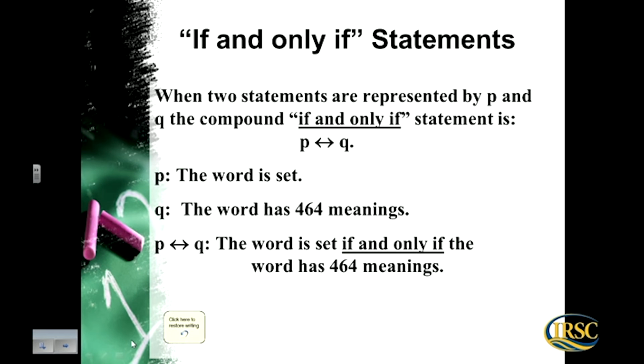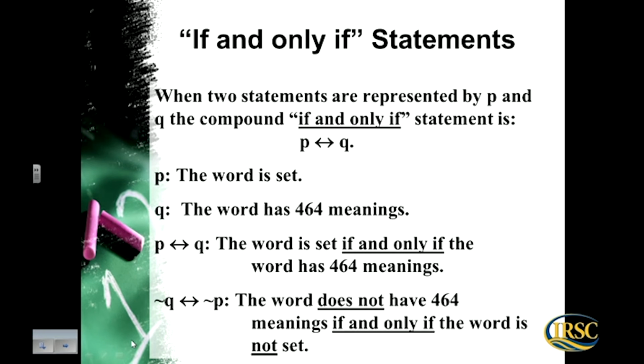Now remember that past, present, or future tense doesn't matter here. I have it in present tense, so the word does not have 464 meanings if and only if the word is not set. But you could also say the word didn't have 464 meanings if and only if the word wasn't set. Okay, taking a look at page 116.